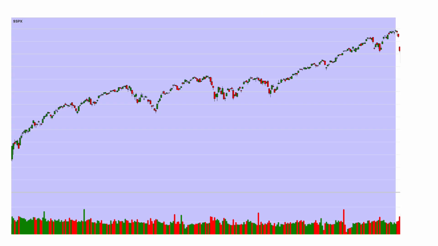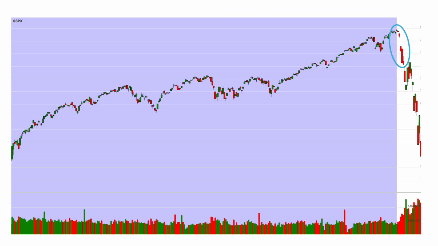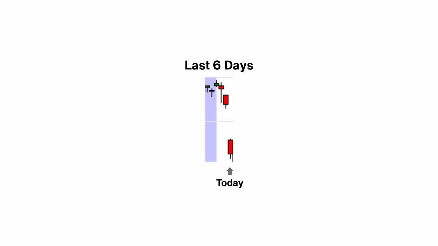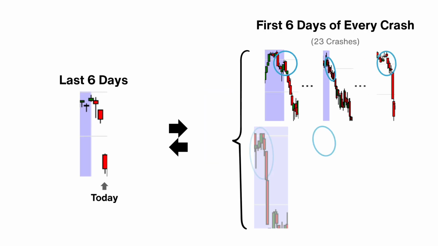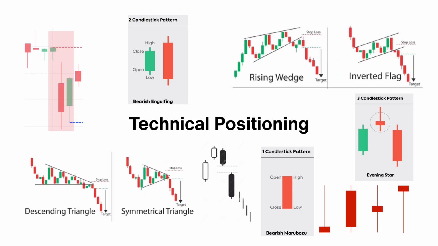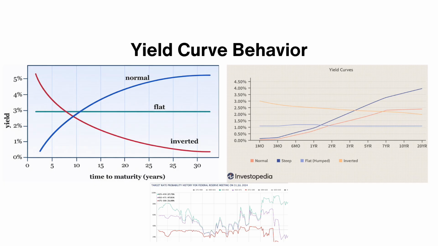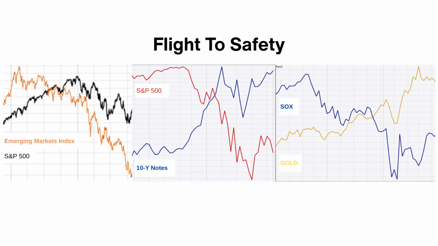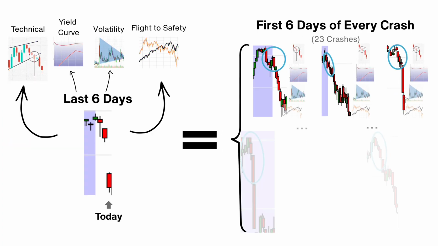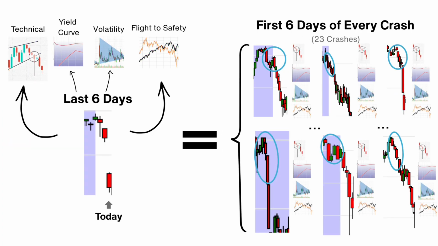But we don't stop there, because identifying a potential peak is not the same as confirming a crash. So we use a second model, a confirmation layer. It compares the last 6 days of market data to the first 6 days of past crashes, looking for early signals like technical positioning, yield curve behavior, volatility expansion, and flight to safety across global markets. If those patterns align, we get confirmation that we're no longer in a peak and we're entering a crash phase.